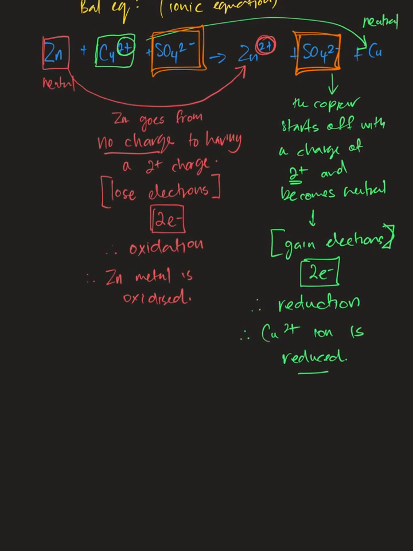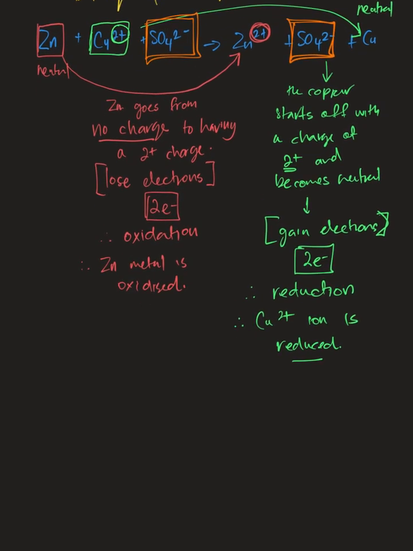So let's say I had to write out these two half reactions, right? So the first one is the oxidation. So the oxidation starts off as zinc, and then it becomes zinc 2+ plus 2 electrons. Right, so this is what we call the oxidation half reaction.